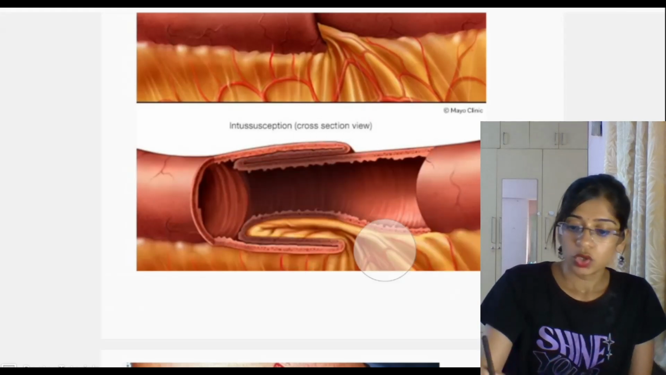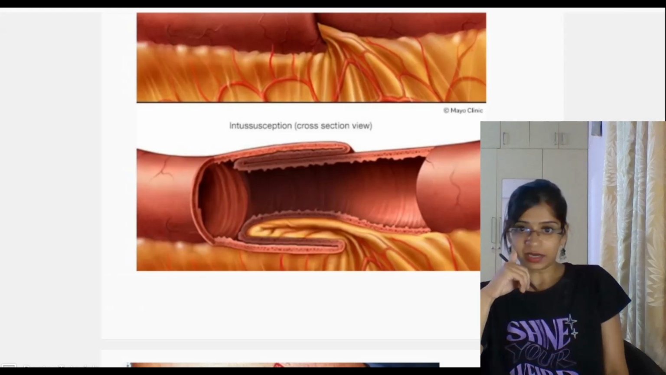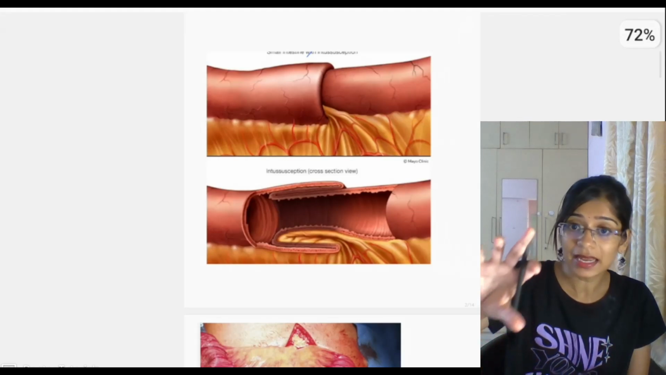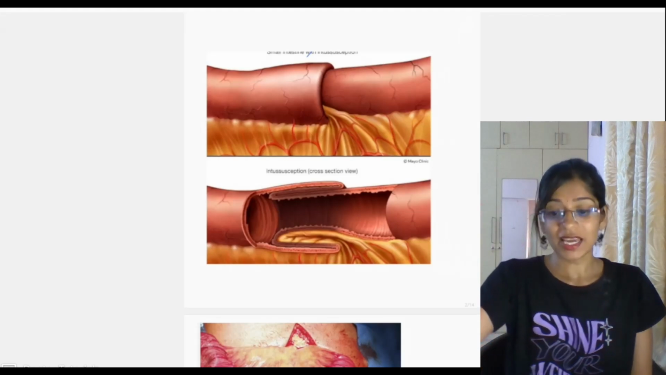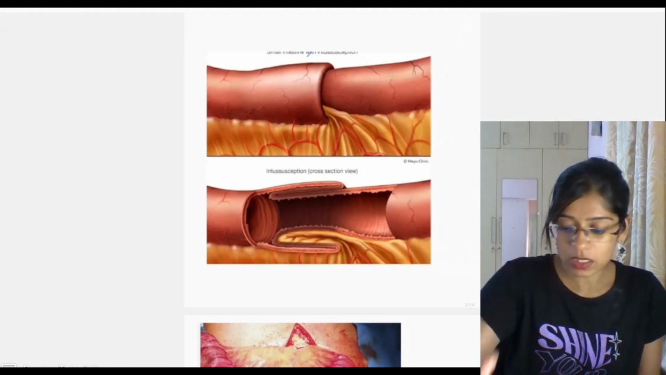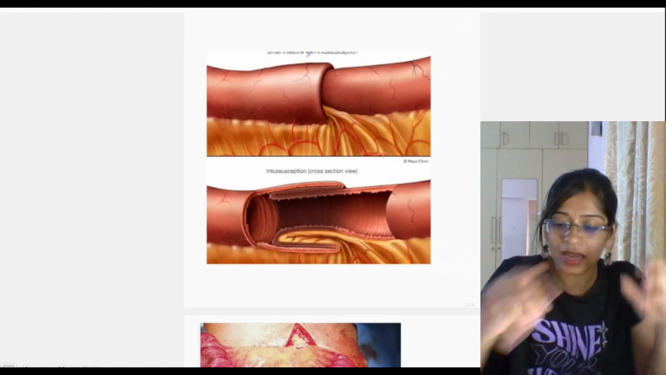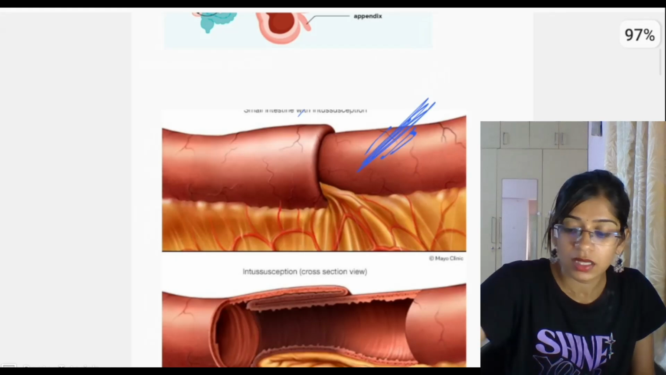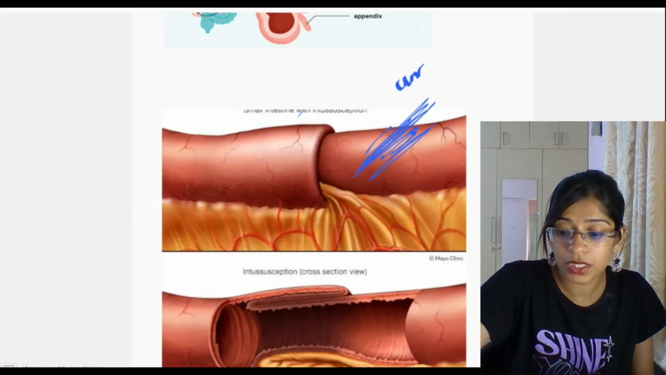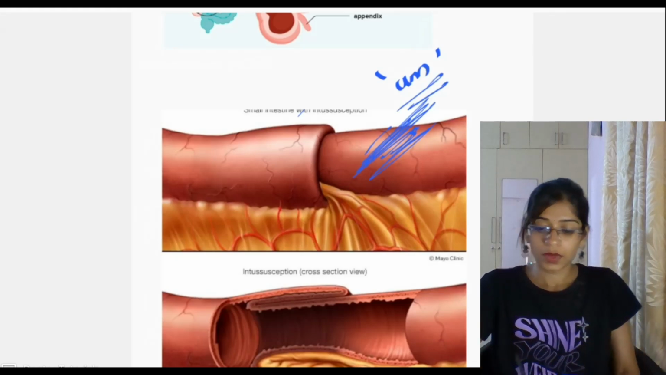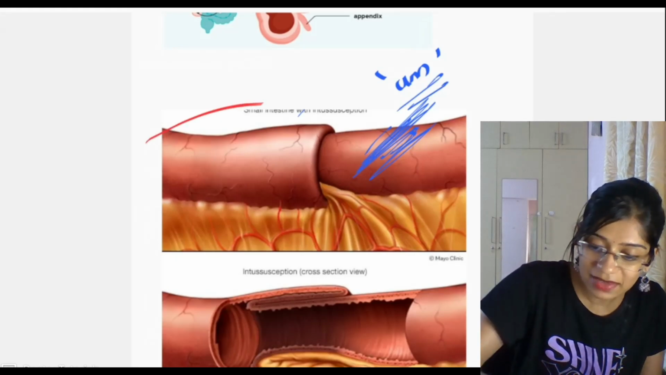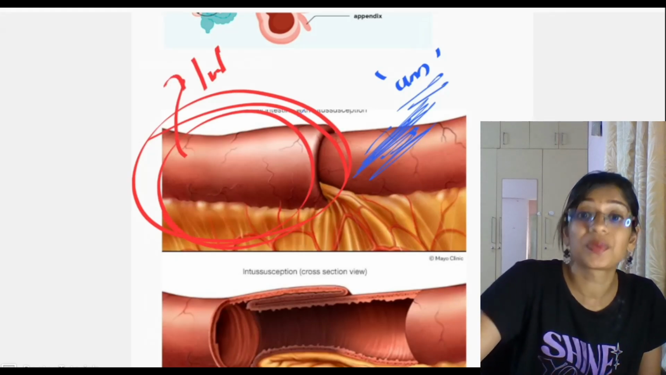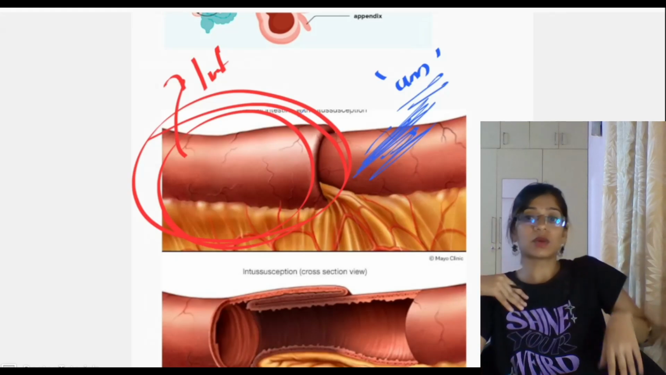Now two terms you have to know in intussusception: intussusceptum and intussuscepiens. Intussusceptum means the part that has gone inside, this part. And the part that is receiving it, this part, is called intussuscepiens. See, we say recipients.